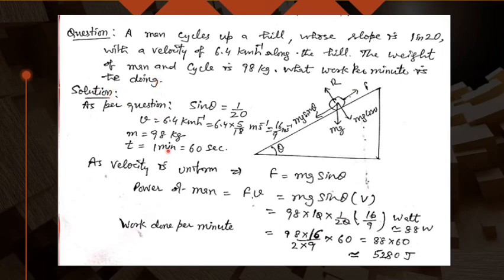How much work is he doing? Rate of doing work means you have to find the power. Velocity is uniform. So if I mark all the forces acting on this body, then mg always acts towards the center of the earth. If this angle is theta, then this angle is also theta. If you wish, you can mark the angle. This angle is theta.